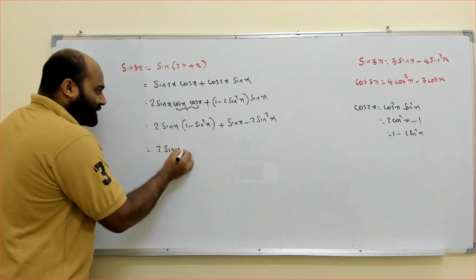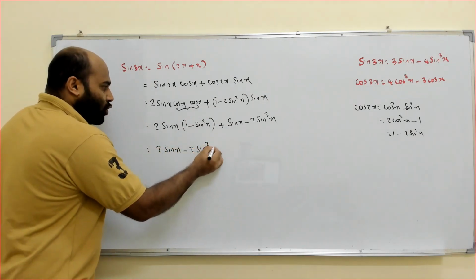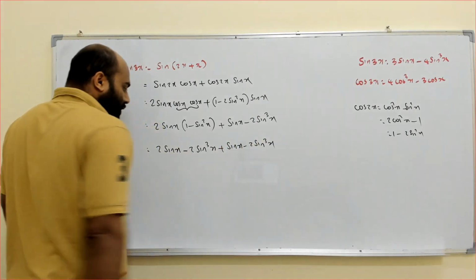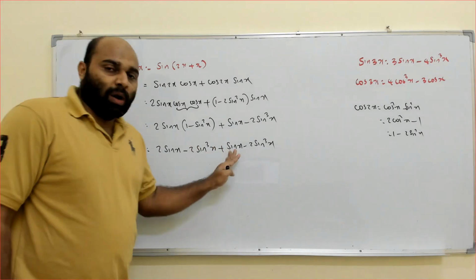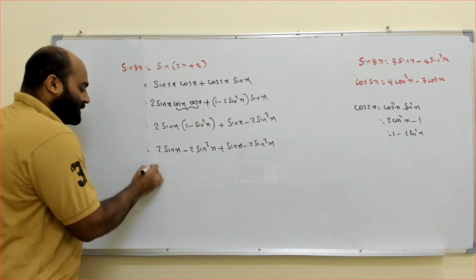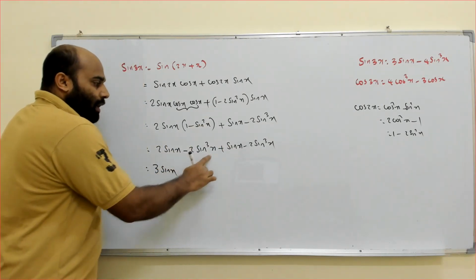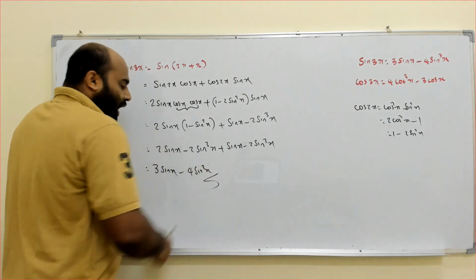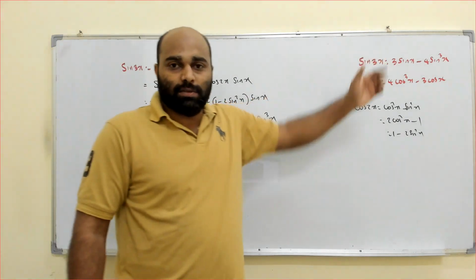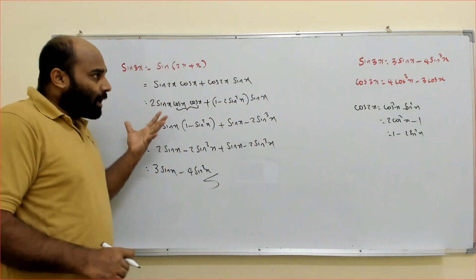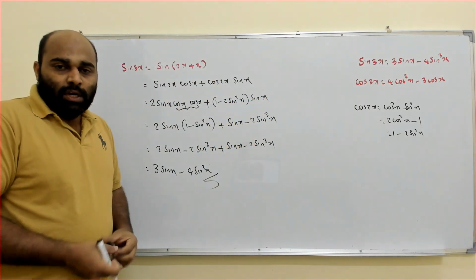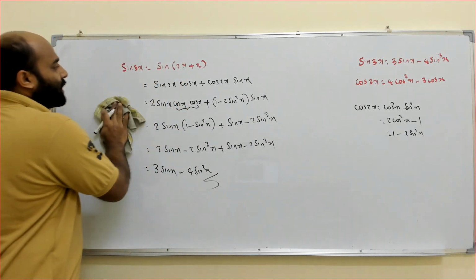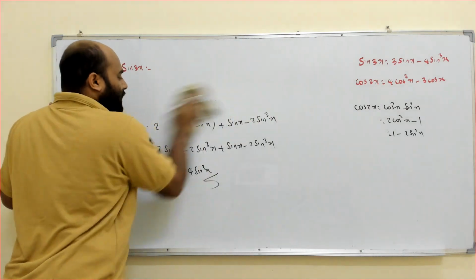2 sin x minus 2 sin cube x plus sin x minus 2 sin cube x. Now here 2 sin x and one more sin x is there. Total is 3 sin x. Minus 2 sin cube and another 2 sin cube, this will be 4 sin cube x. I hope you understood this one, how we got it. Same way, we can prove the second one also. You try. Anyway, I'm just writing on the board. See, next one I'm proving. You please pause the video and try to do.